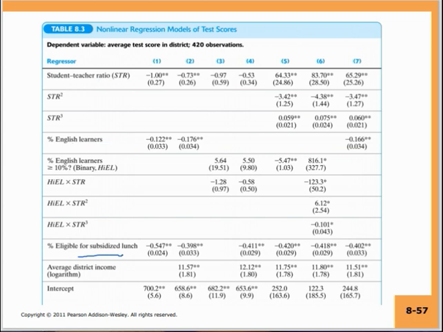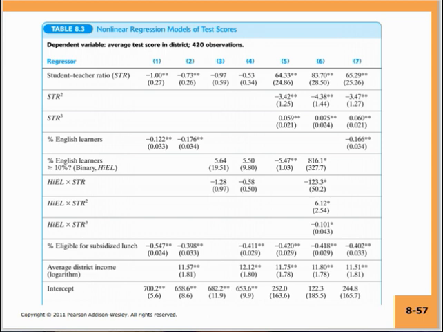In the second model, you have included another variable, which is average district income, the log of the average district income. So you are taking a logarithmic transformation of the average district income, and you are fitting this model. In the third model, you are including an interaction variable between high English learners. You are dropping the continuous variable and you are including an interaction variable between high English learners and student-teacher ratio.